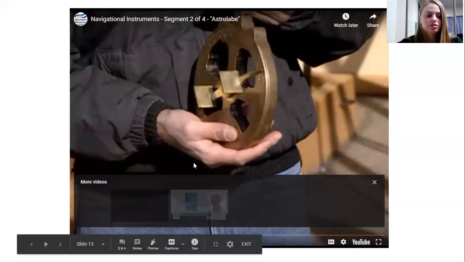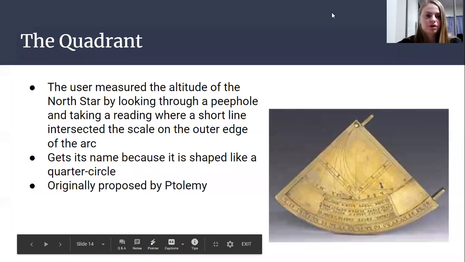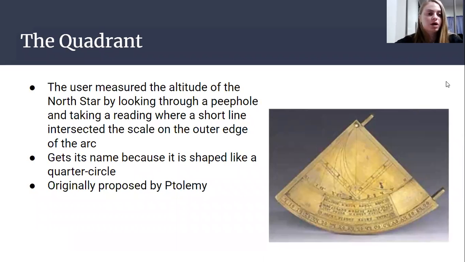The astrolabe. All right, so next we're going to talk about the quadrant.